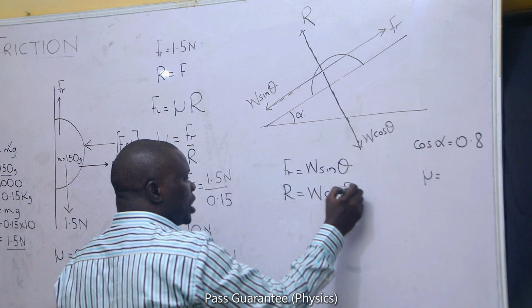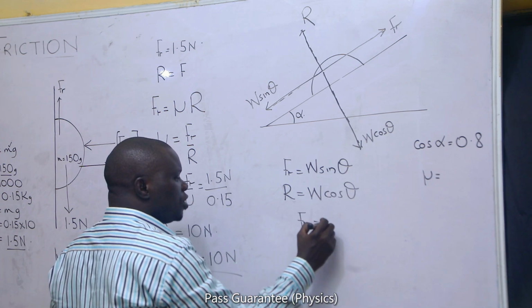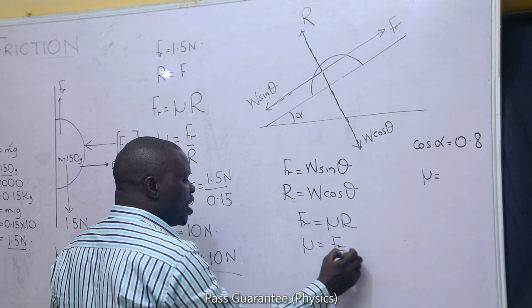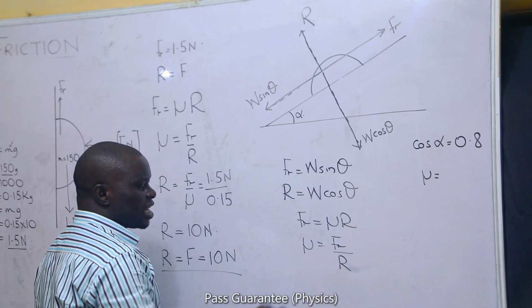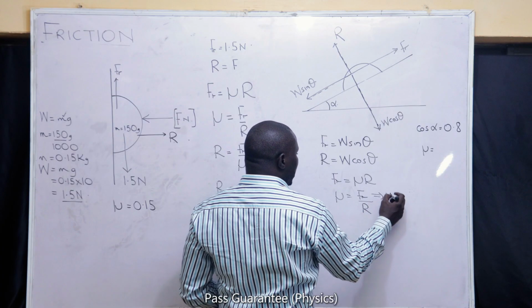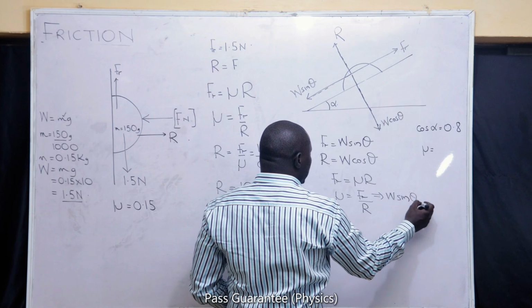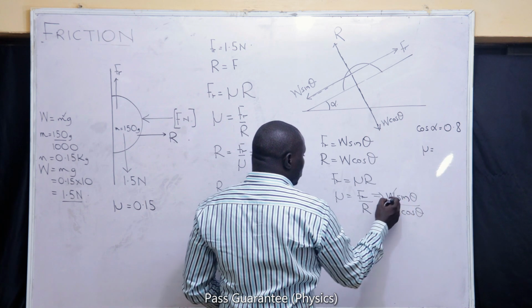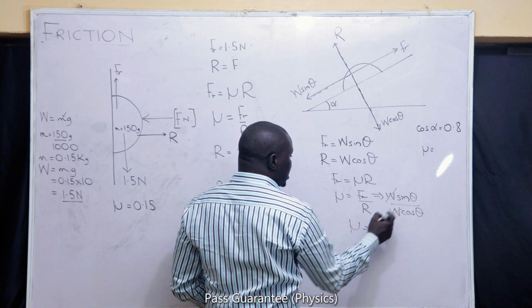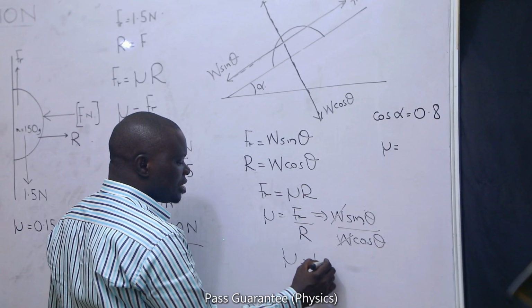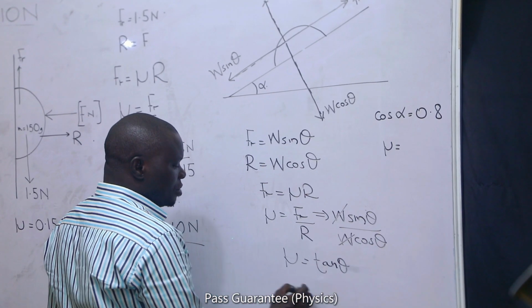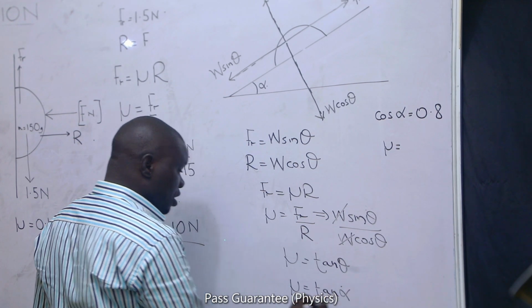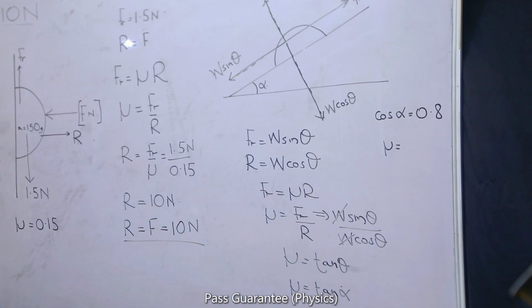If that is the case, we can use our equation friction is equal to mu R, so mu becomes friction over R. Friction is W sin theta and R is W cos theta. W cancels out W, and mu is equal to sin theta divided by cos theta, which in mathematics is tan theta. This time the theta is alpha. So to find the coefficient of friction, I will get it by taking the tan of the angle that is given to me.